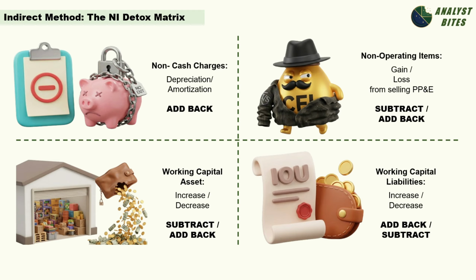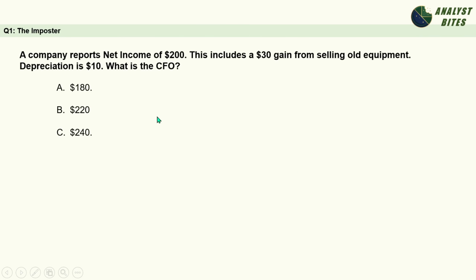Conversely, if accounts payable decreases, you paid off past debts, which is a cash outflow. The golden rule for working capital liabilities: increase means add it back, decrease means subtract. That was a lot of theory. To make it stick, let's jump straight into the battlefield and see how the CFA exam tries to trap you.